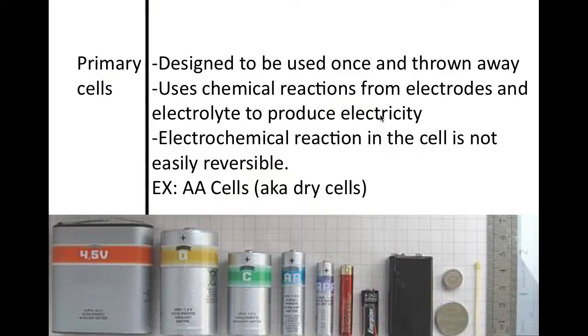Although there are many different kinds of batteries, there are only really two types. They are disposable or rechargeable. They contain two different kinds of cells. Cells that are designed to be used once and thrown away are called primary cells. These cells use chemical reactions from electrodes and electrolytes to produce electricity. Because the electrochemical reaction in the cell is not easily reversible, the potential energy in these cells is limited. Examples of primary cells are AA cells, which are also known as dry cells because the electrolyte is a powder.